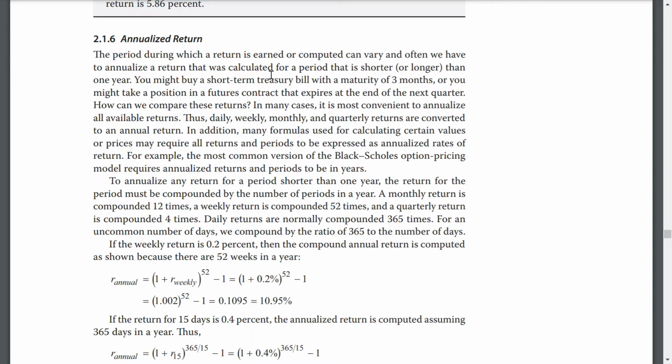In many cases, it is most convenient to analyze all returns on an annual basis. Thus, daily, weekly, monthly, and quarterly returns are converted to the annual return. In addition, many formulas used for calculating certain values or prices may require all returns and periods to be expressed as annualized rates of return. For example, the most common version of the Black-Scholes option pricing model requires annualized returns and periods to be in years.